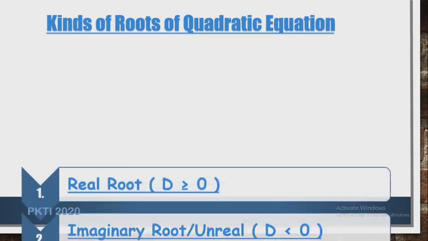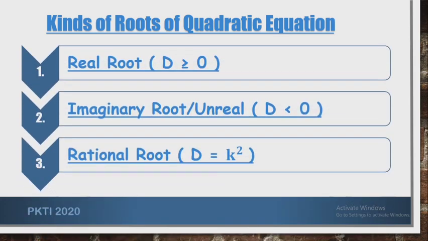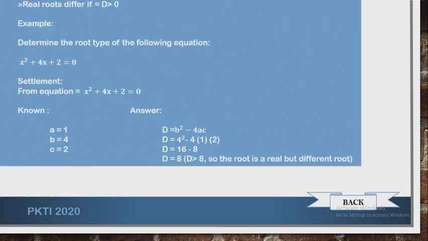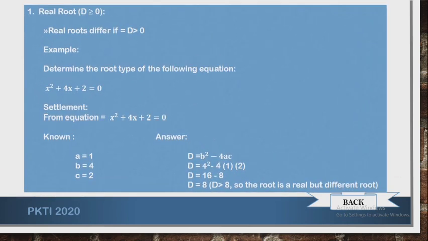Next, kinds of roots of a quadratic equation. 1. Real roots, where the discriminant is greater than or equal to 0. 2. Imaginary or unreal roots, where the discriminant is less than 0. 3. Rational roots, where the discriminant equals k². Real roots are different if the discriminant is more than 0.